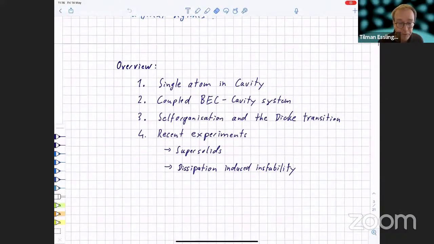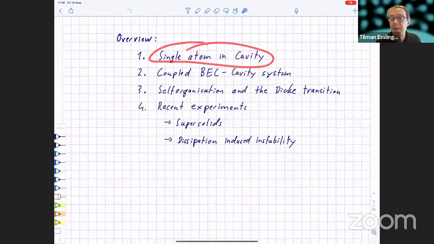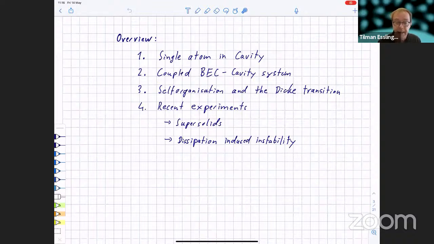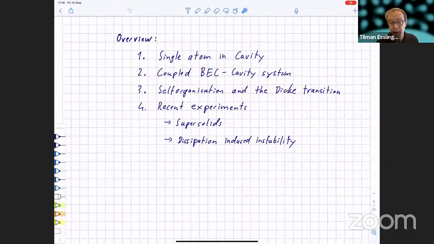Let me give you an overview of how I planned it. I thought I start briefly with a single atom in a cavity, well, that's the simplest system, and then introduce the formalism a bit. And then the coupled BEC cavity system. And then I will talk about self-organization and the Dicke transition. And then I will come to more recent experiments, supersolids, and also dissipation-induced instabilities.